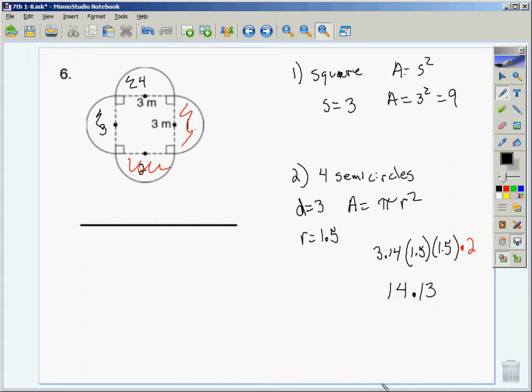14.13. What do I do with my two numbers? I add them together. 14.13 and 9 would be 23.13, and because it's area, it is meters squared.